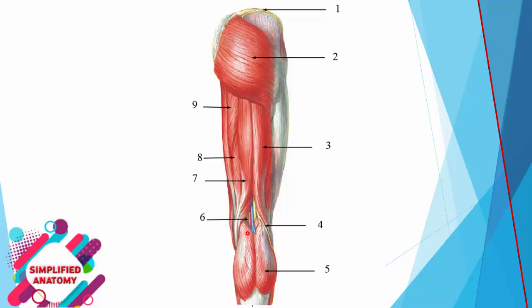And this region is called popliteal fossa, containing number 6 popliteal artery, and this vein, popliteal vein, and 2 nerves. The medial one is called tibial nerve, and the lateral one, number 4, is called common peroneal nerve. This muscle is called gastrocnemius, containing lateral head of gastrocnemius and medial head of gastrocnemius.